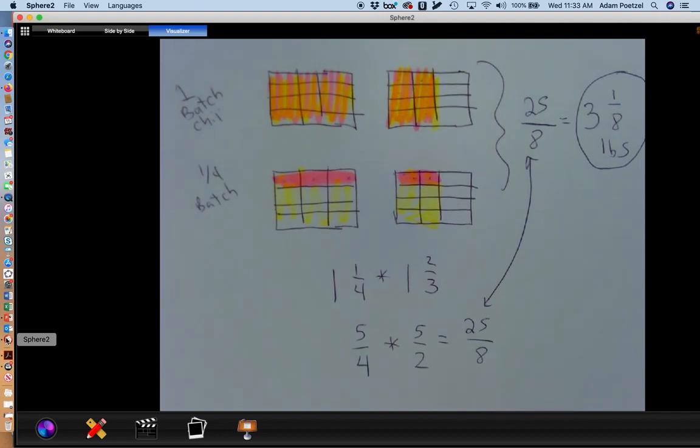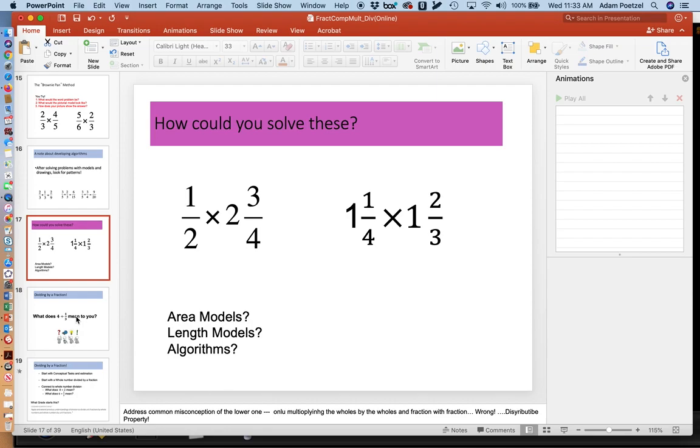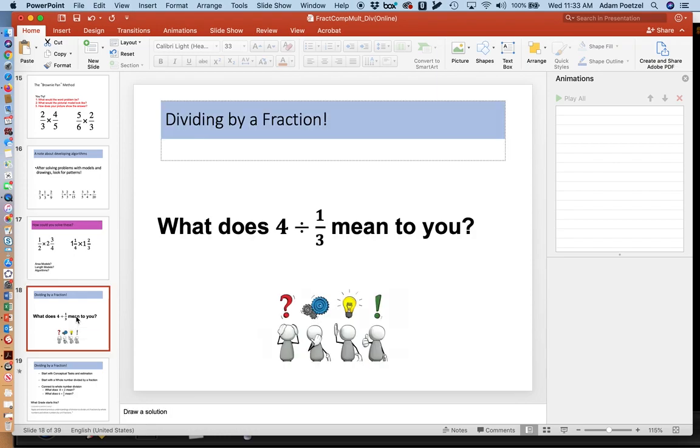But again, the goal is just seeing how the visual connects to the algorithm there. All right, good. So that wraps up some things with multiplying fractions, looking at some progression of fractions through the standards, and seeing some visuals and how those visuals model with the algorithm. But let's take a look now at division of fractions.